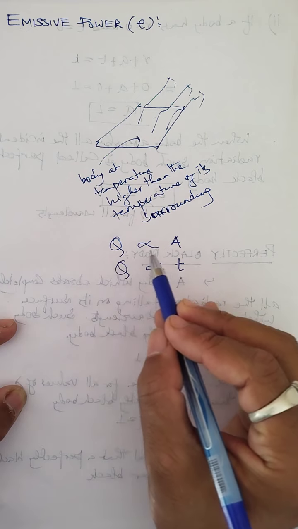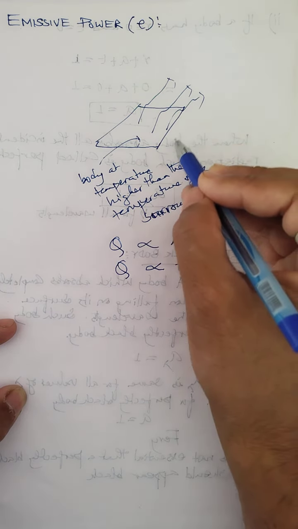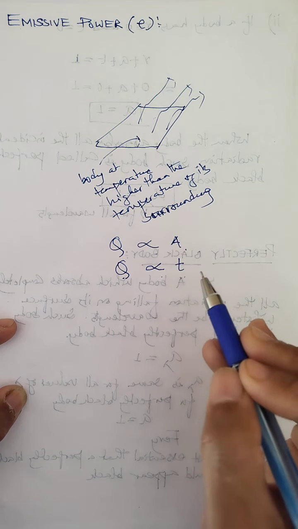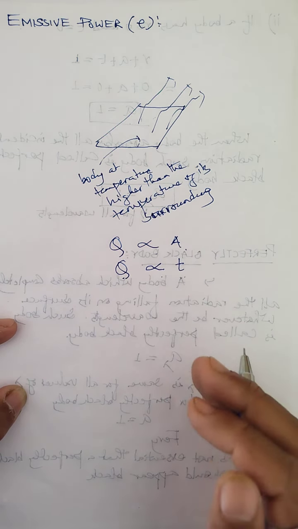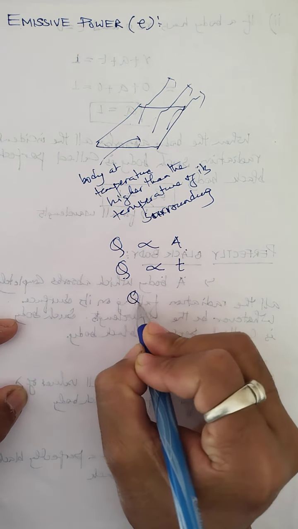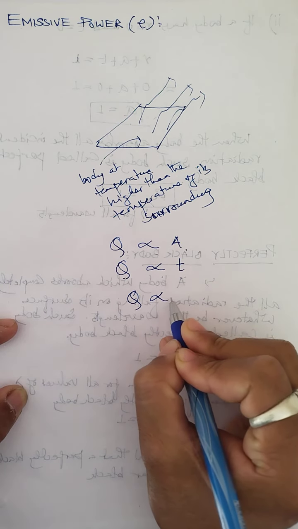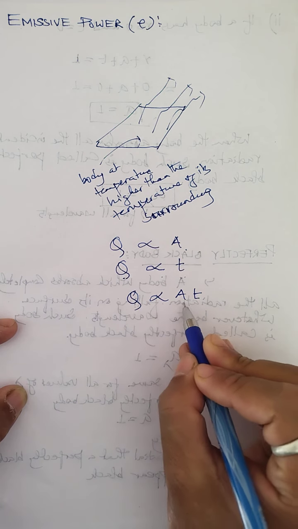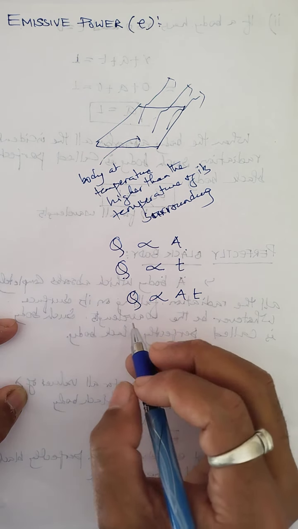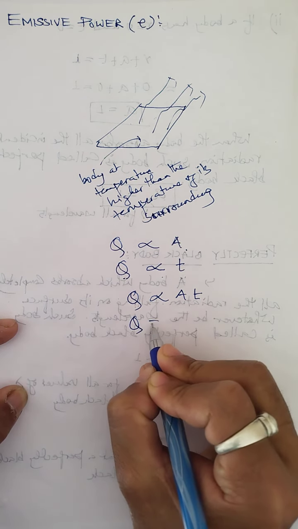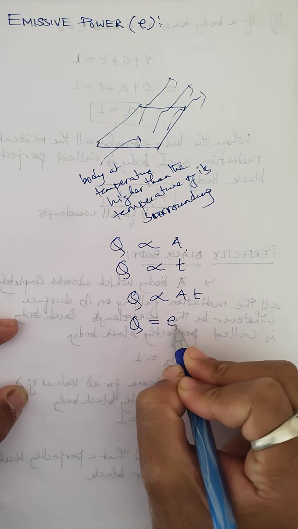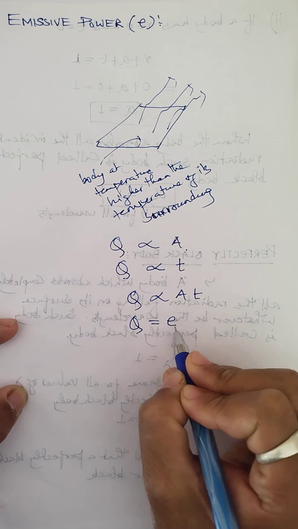So Q is proportional to A, the area of this surface, and Q is proportional to T, where T is the time for which the energy is emitted. If we combine, we write Q is proportional to A into T. And you know, when the proportion sign is replaced by an equals sign, you have to put some constant. Now this constant is expressed by the letter E. So I am using small letter E.